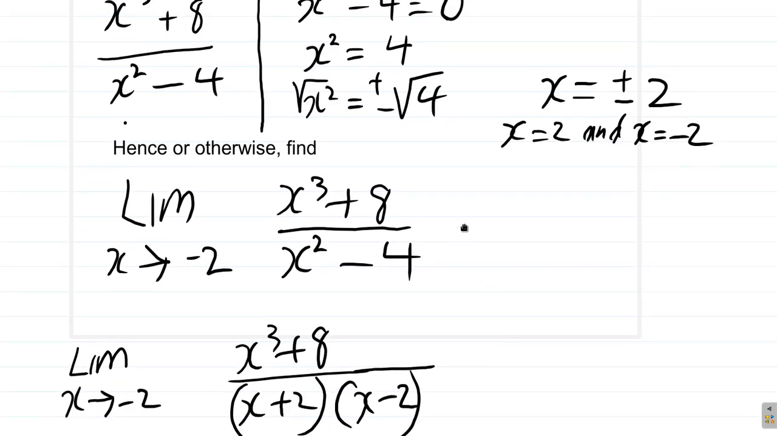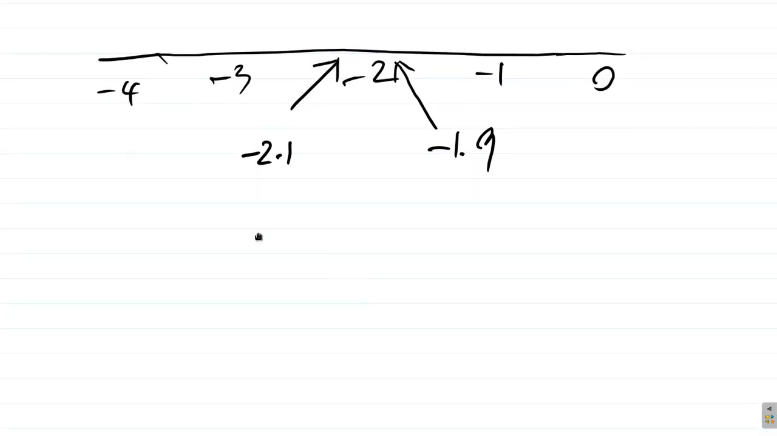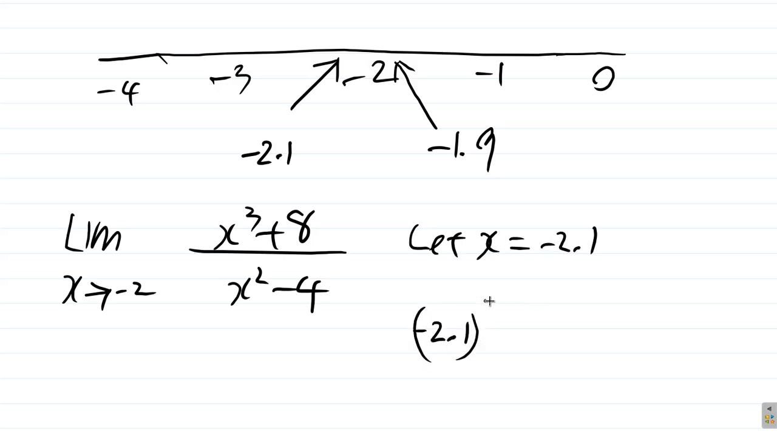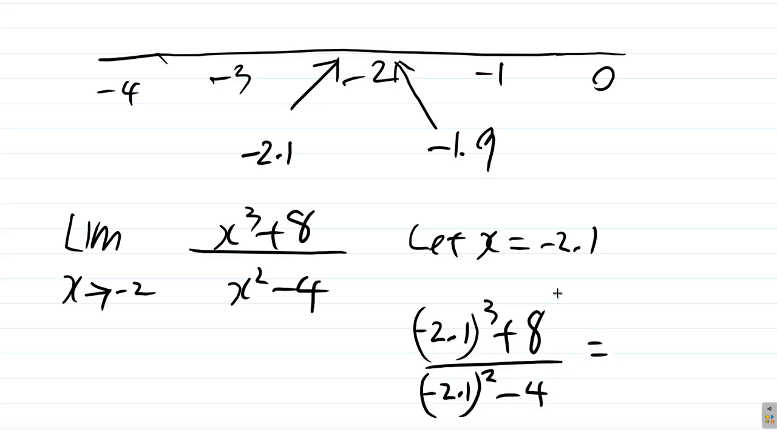So here, x cubed plus 8 over x squared minus 4. So the limit as x tends to negative 2 of x cubed plus 8 over x squared minus 4. Alright. Let x equal negative 2.1. What would happen? Negative 2.1 cubed plus 8 over negative 2.1 squared minus 4, right?